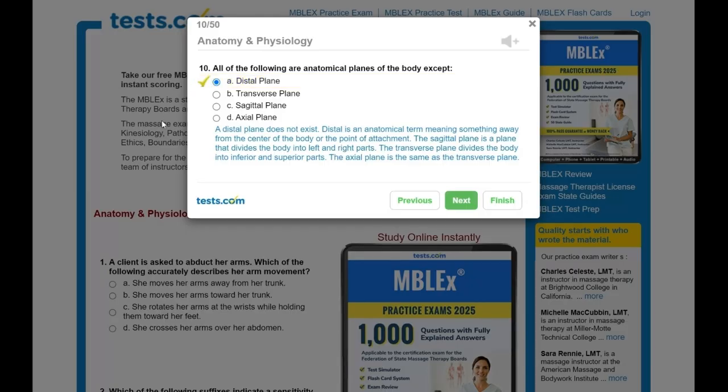A. Distal plane. A distal plane does not exist. Distal is an anatomical term meaning something away from the center of the body or the point of attachment. The sagittal plane is a plane that divides the body into left and right parts. The transverse plane divides the body into inferior and superior parts. The axial plane is the same as the transverse plane.